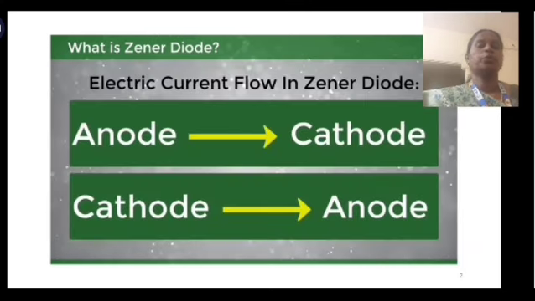The difference between a semiconductor diode and a Zener diode is that the semiconductor diode can conduct only in one direction, that is from anode to cathode. But in the case of the Zener diode, it can conduct current in both directions. That means it can conduct current from anode to cathode as well as cathode to anode.